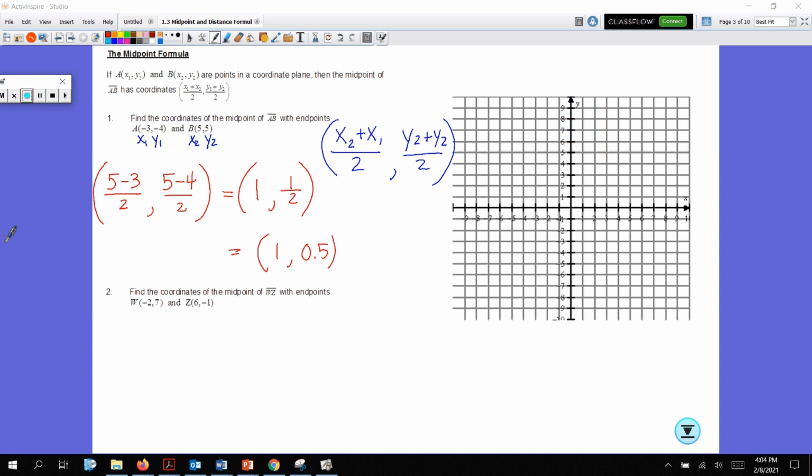And I'm really not sure why I have this coordinate plane up here now that I look at it, but let's just keep going. Okay, so negative 2 will be my x1, 7 will be my y1, 6 will be my x2, negative 1 will be my y2.